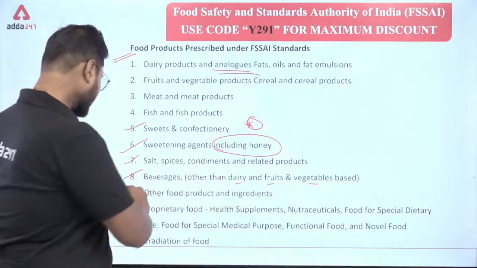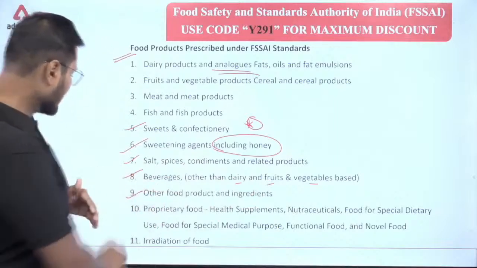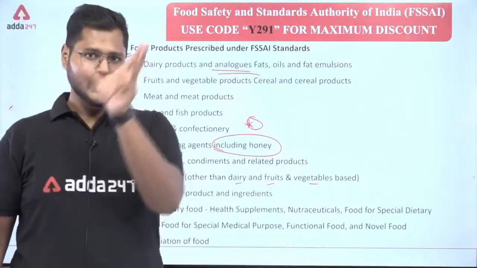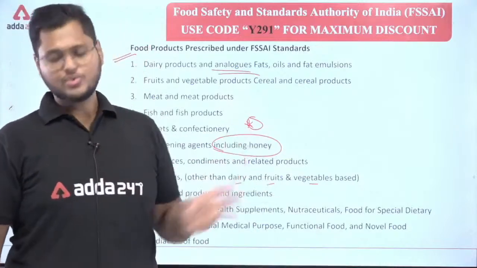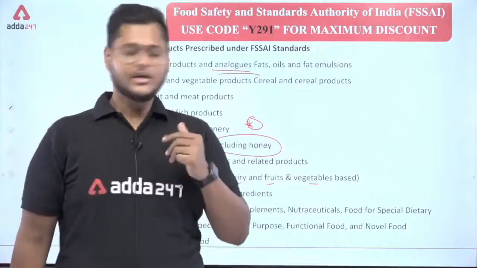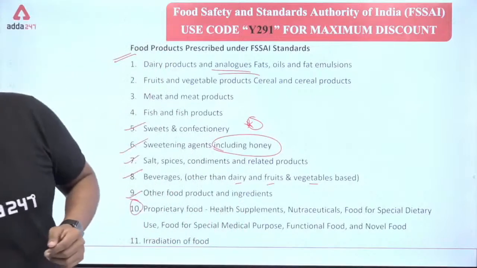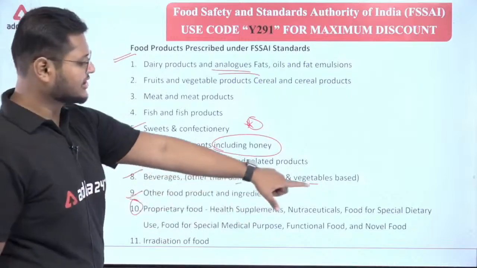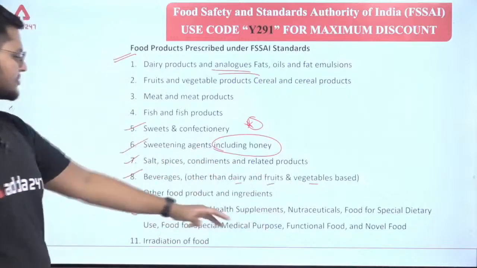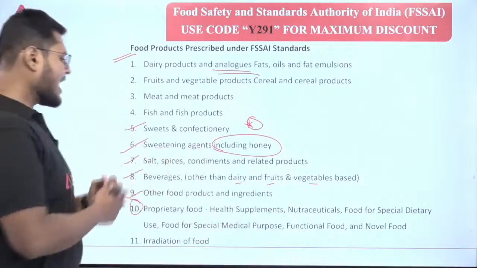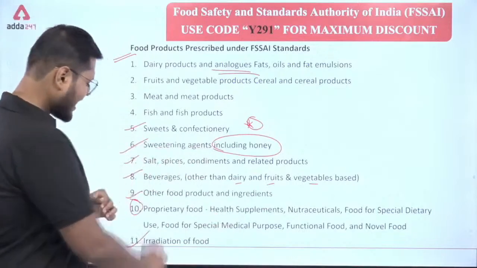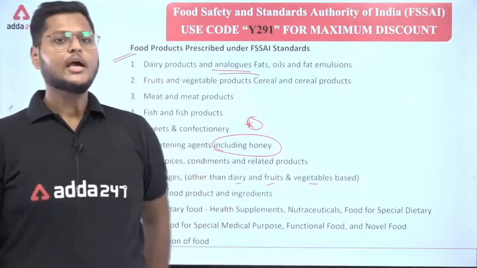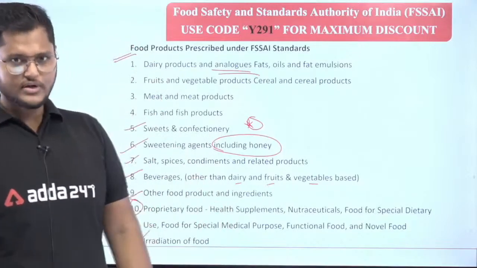Then other food products and ingredients, proprietary food. Now what are proprietary foods? Proprietary foods are a special kind of food which do not follow the usual rules and regulations, okay. So keep this in mind. Proprietary food, health supplements, nutraceuticals, food for special dietary use, food for special medical purpose, functional food and novel food. Then the last one is irradiation of food, okay. So what is the last one here? Irradiation of food. Clear, guys?